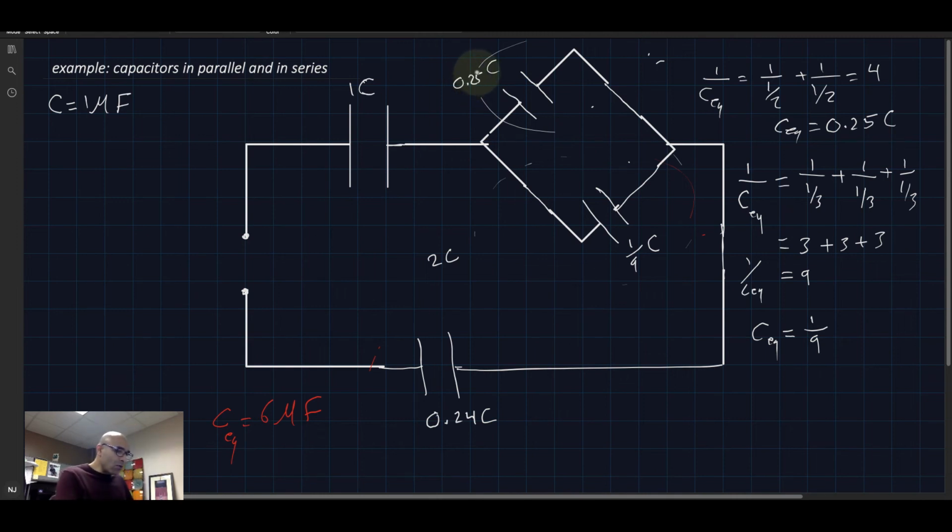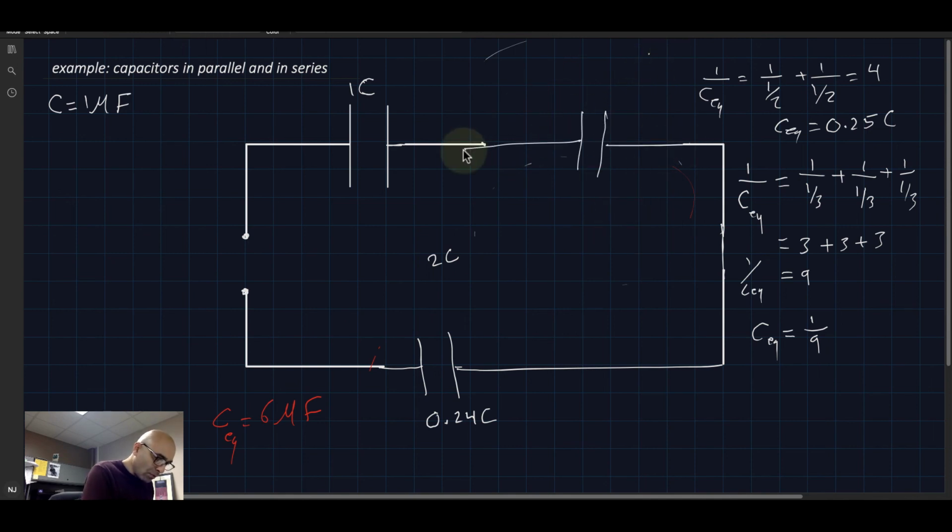Okay, so good. Now these are parallel. We can just add them together. So 1/9 is equal to 0.11. So this is 0.11 C. 0.11 C plus 0.25 is 0.36. So I can delete all of this combination and put 0.36 instead. Okay. And that's equal to 0.36 C.